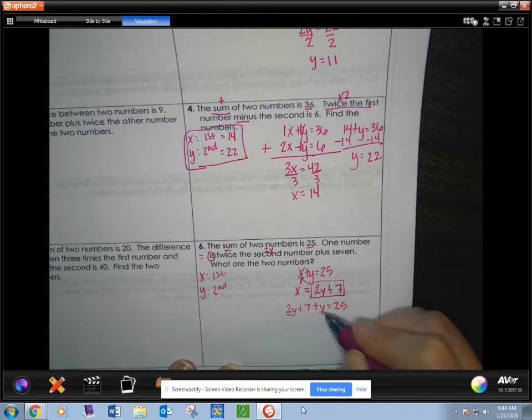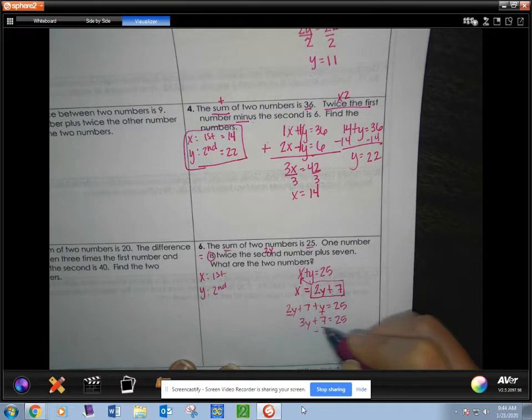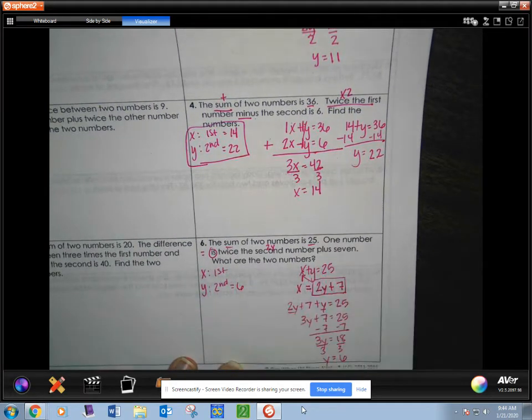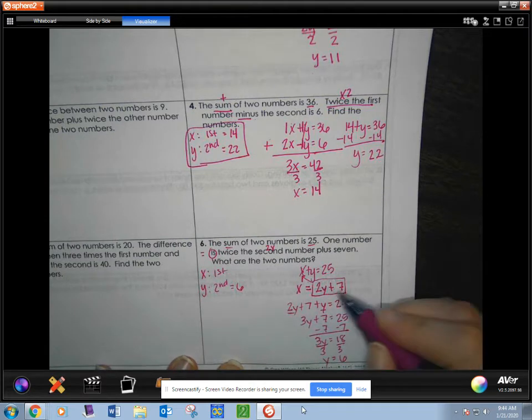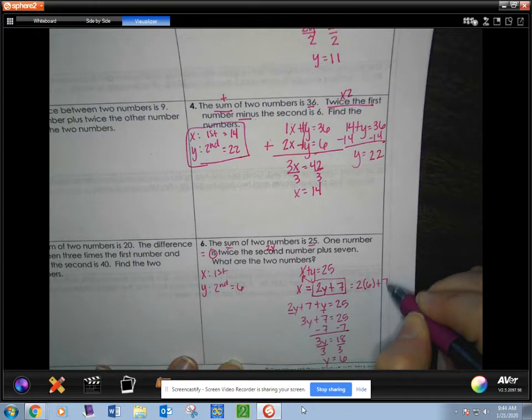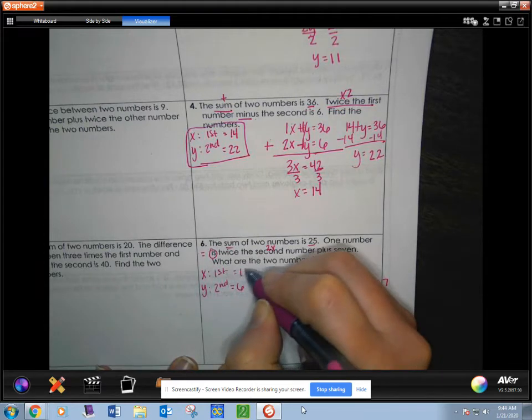Okay, combining like terms, I get 3y plus 7 equals 25. I'm going to subtract 7. That gives me 3y equals 18. I divide by 3, and y equals 6. Okay, now that I know that y is 6, I'm going to bring that up and put it with y. And then I'm going to take this y and plug it in right here. We're going to do 2 times 6 plus 7. Well, 2 times 6 is 12, and 12 plus 7 is 19. So this is 19.